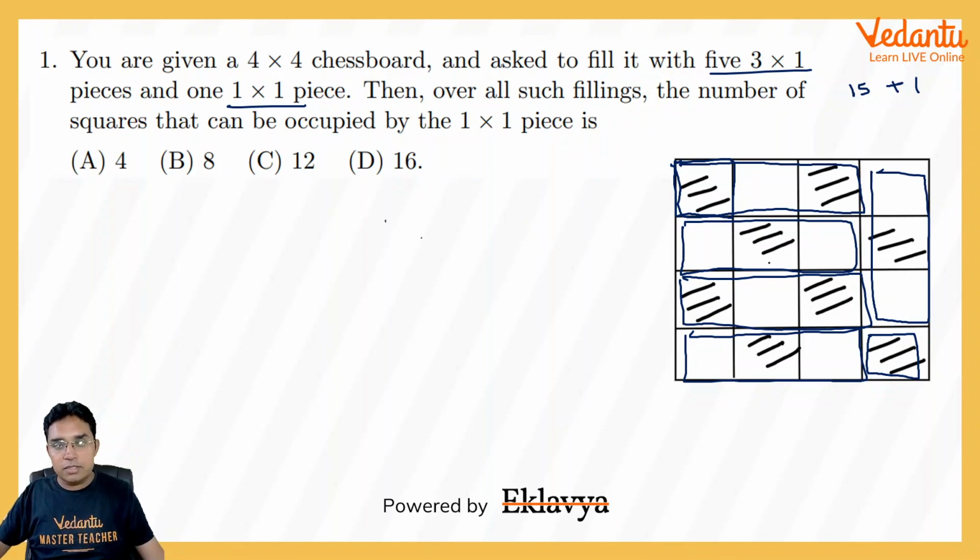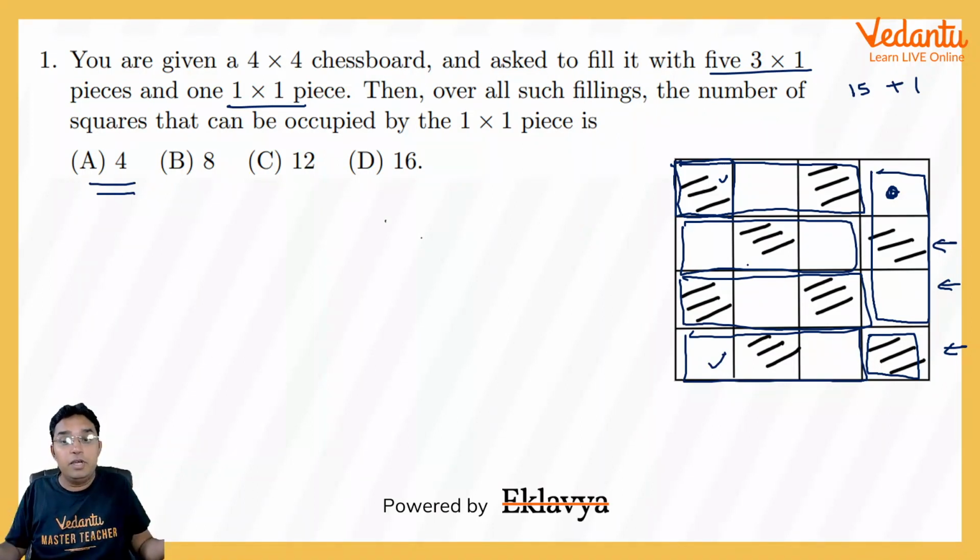Similar to this approach, we can easily see that the 1 into 1 piece could have been in this corner also. I just have to fit a 3 into 1 vertical piece in these 3 boxes in this right-hand side column, and then the 1 into 1 piece will fit into this corner. Similar to this, we could have had this box in this corner also, and this corner also. So it is very easy to see that there can be 4 choices for the 1 into 1 piece.